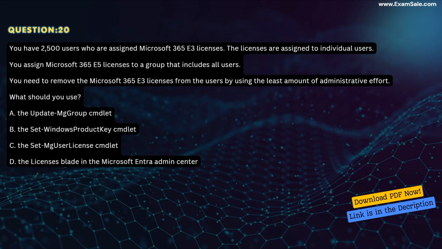Question 20. You have 2,500 users who are assigned Microsoft 365 E3 licenses. The licenses are assigned to individual users. You assign Microsoft 365 E5 licenses to a group that includes all users. You need to remove the Microsoft 365 E3 licenses from the users by using the least amount of administrative effort. What should you use? A. The Update-MgGroup cmdlet. B. The Set-WindowsProductKey cmdlet. C. The Set-MgUserLicense cmdlet. D. The licenses blade in the Microsoft Entra Admin Center.